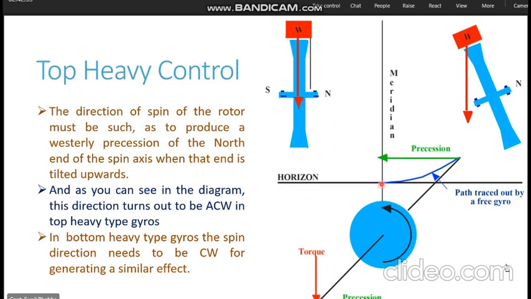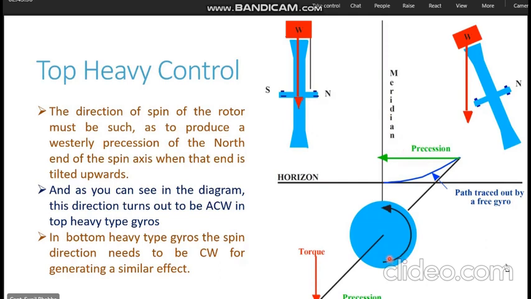Because we know the motion of the gyrostar is such that it moves in the easterly direction and it has a positive altitude. That means the spin axis is moving easterly or drifting easterly and is having an upward tilt. So we want to generate a force which creates a westerly precession when tilted upwards. When the spin axis is tilted upwards, it should generate a westerly precession, bringing the spin axis back to the meridian. So this is exactly the reason.